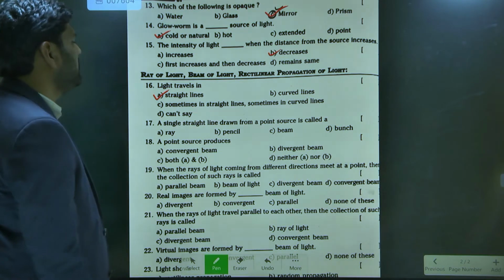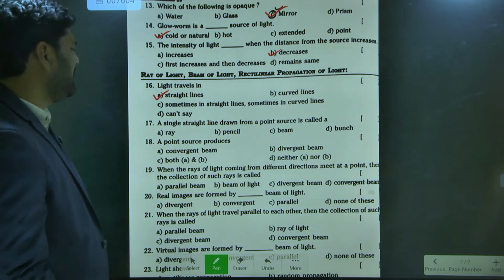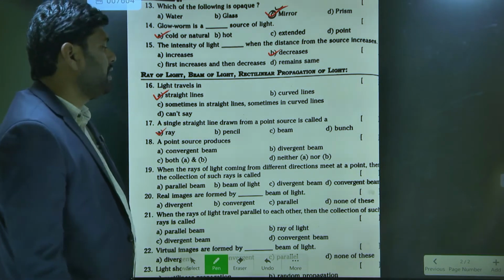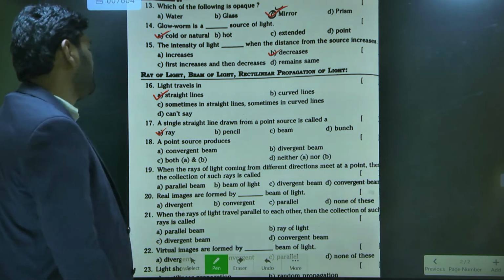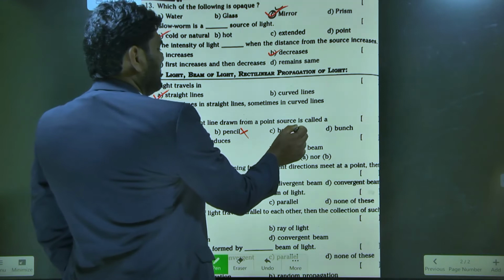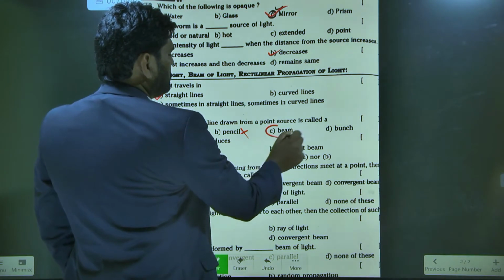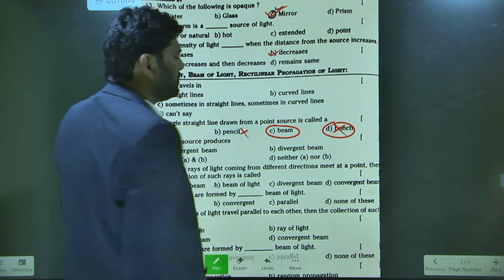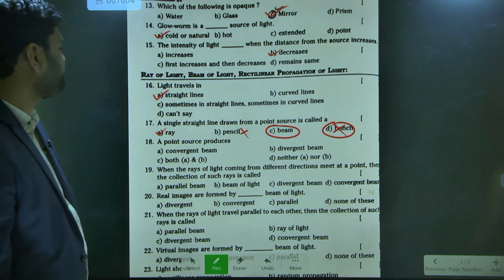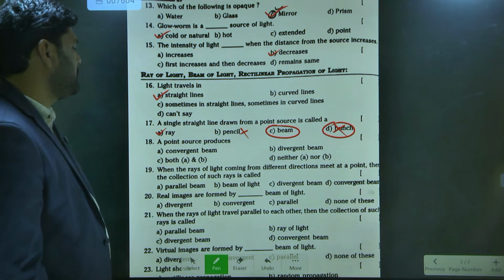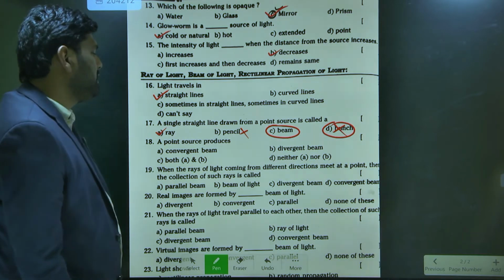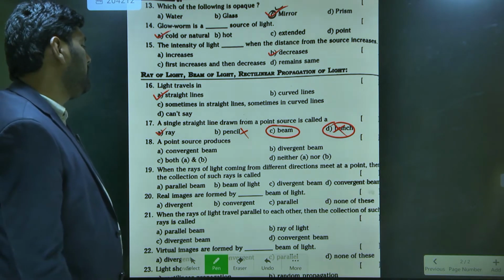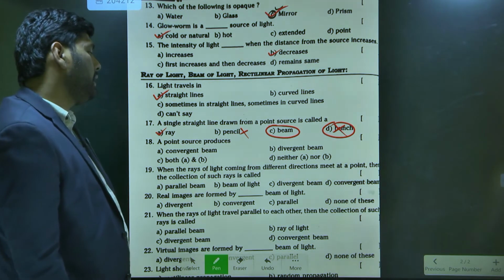Next, a single straight line drawn from a point source is called what? Ray. The other options are not our answer. So the answer here is ray. Next: a point source produces convergent beam, divergent beam, both A and B, or neither A nor B.